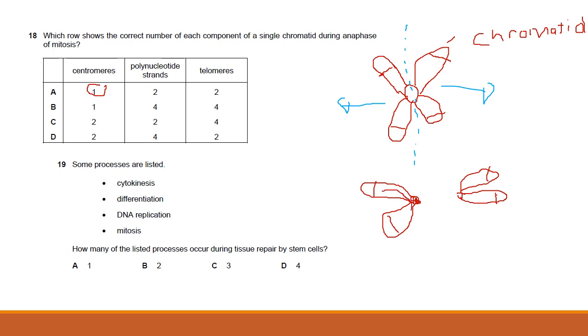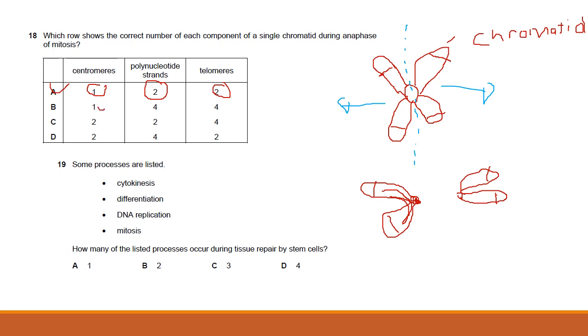This would be, I'm guessing, our polynucleotide strands, but there's 2 of them. You'd also have 2 telomeres, so there are 2 end regions. Okay, so that looks correct to me. But now let's see what the other stuff is. 1 centromere, yes, that again is correct.